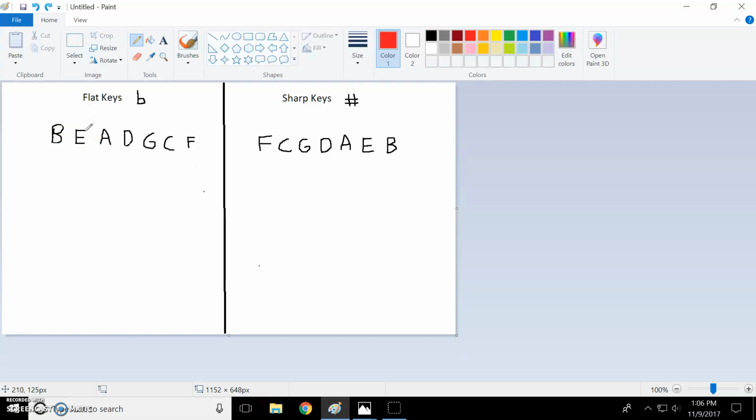Following that same line of thought, if we wanted to know how many flats were in the key of D flat major, we go to that one in the order and one more. So in D flat there are 5 flats: B, E, A, D, and G flat.